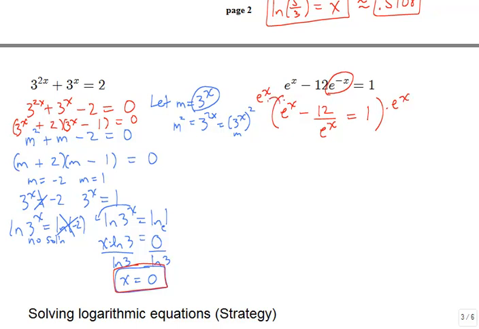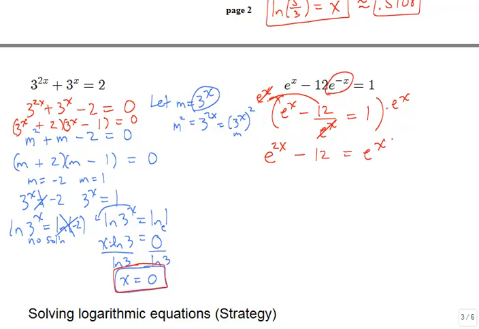Now what do you get when you multiply an e to the x times an e to the x? Remember that you add powers. So the base is going to stay e, and x plus x makes this a 2x. When I multiply e to the x times the fraction, the e to the x's should cancel, giving me just that 12. And then on the right side, 1 times e to the x stays e to the x.